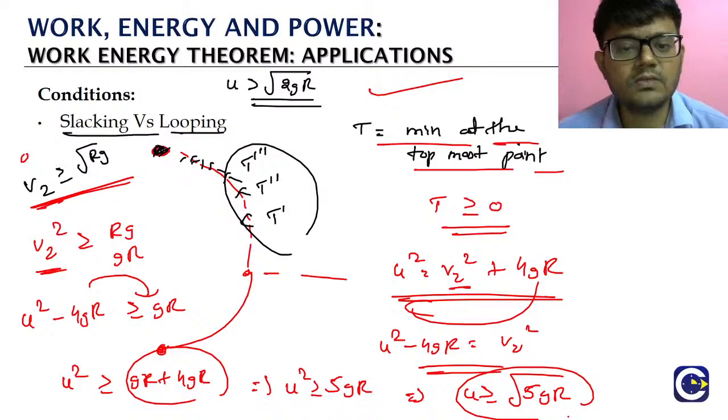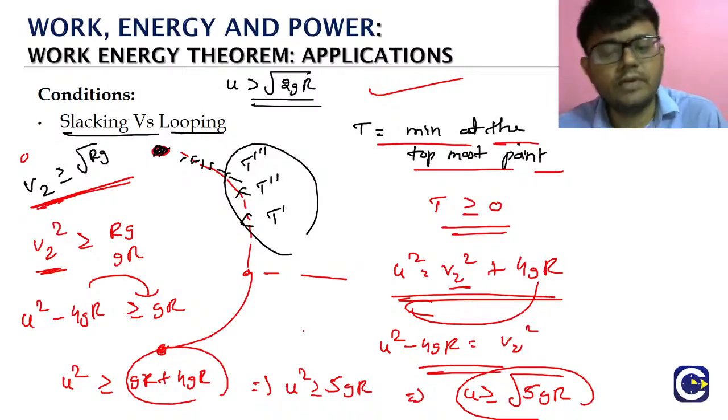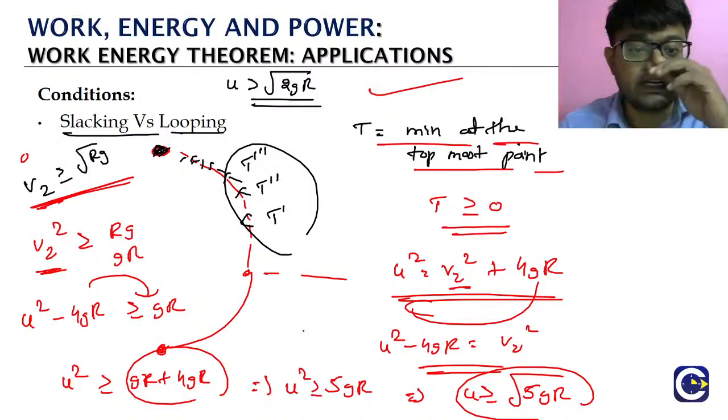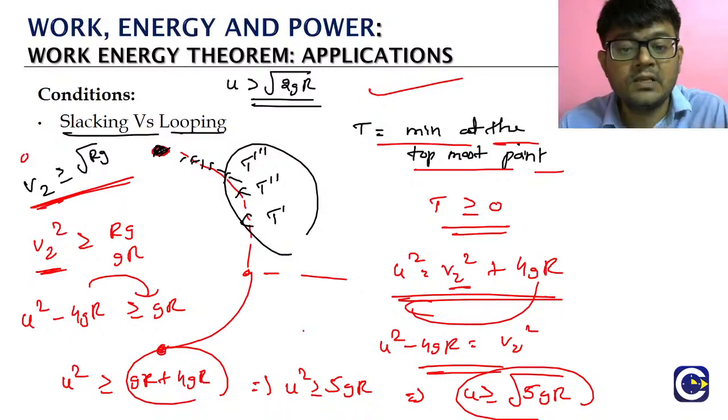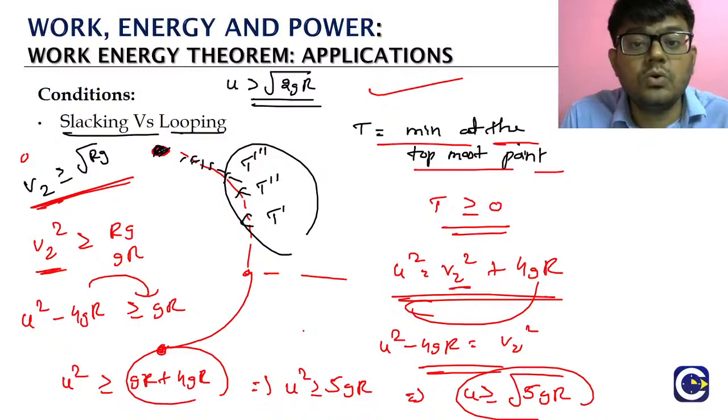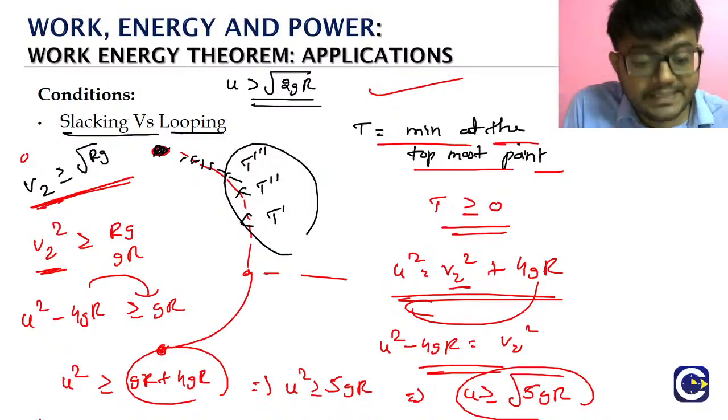Okay? So what is the condition? The value of u should be more than or equal to root 5gr. If that is so, what happens? Tension will not become 0 anywhere in the middle, which means the particle will be able to go through the looping or complete circle.